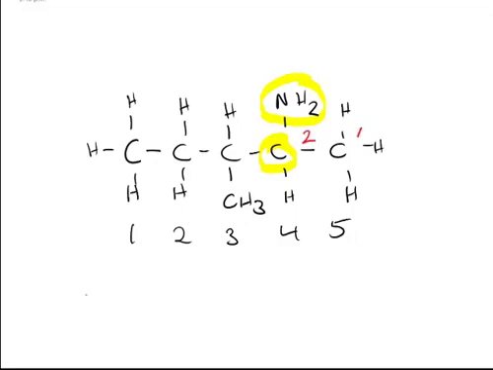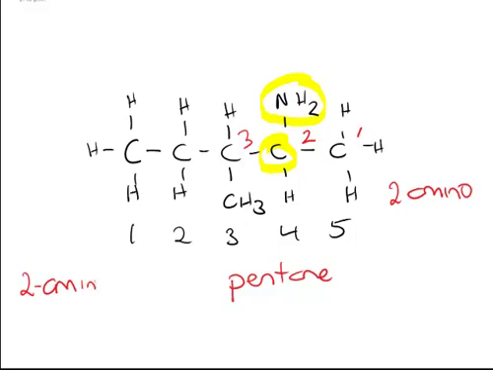So this would be 2-aminopentane. But we also have, so we've got a 2-amino to think about. And then we've also got, on the 3, we've got a methyl group. So we're going to go 2-amino-3-methylpentane. And that's that one.